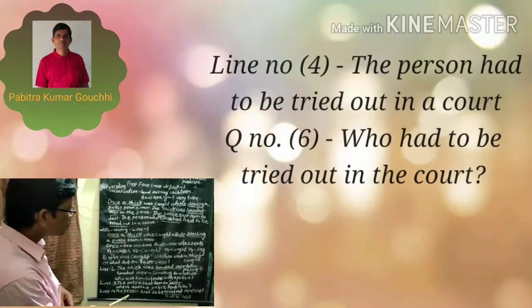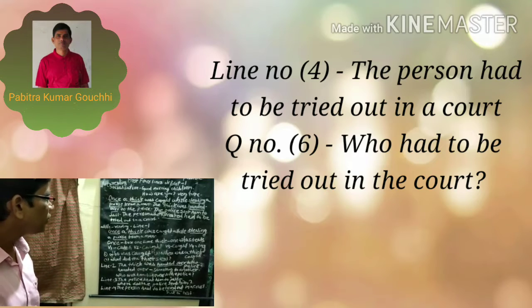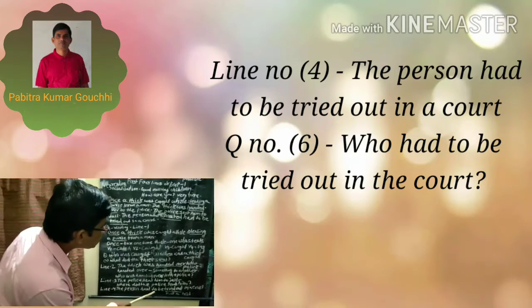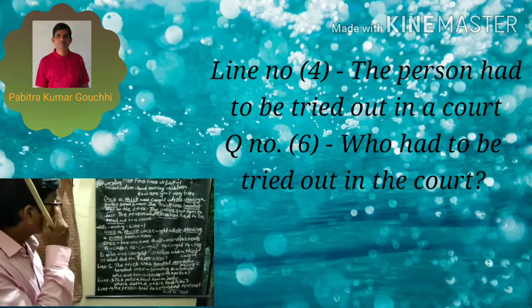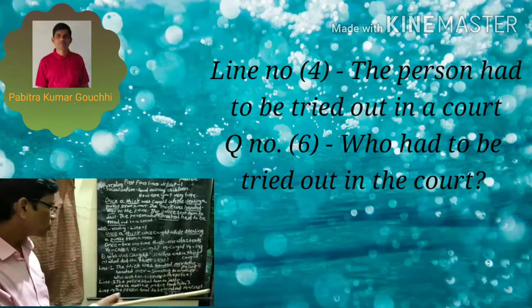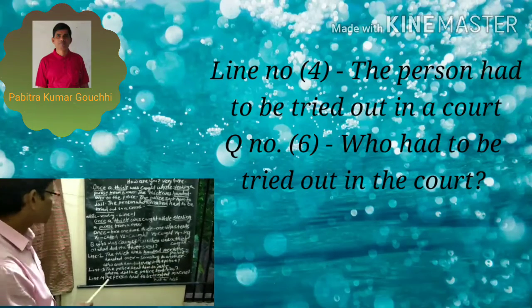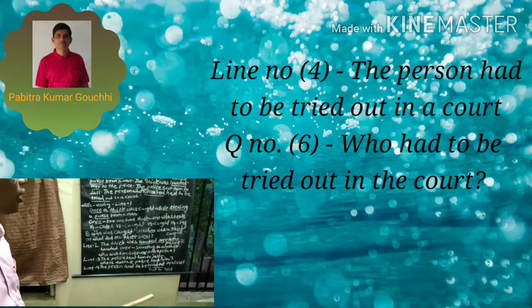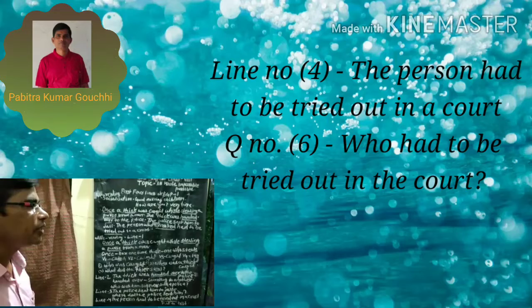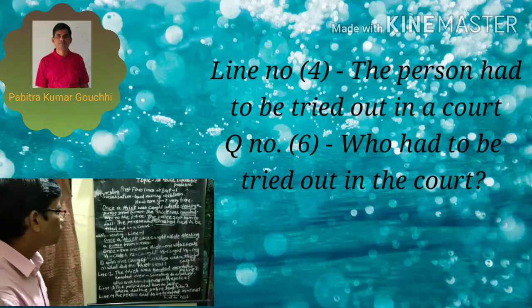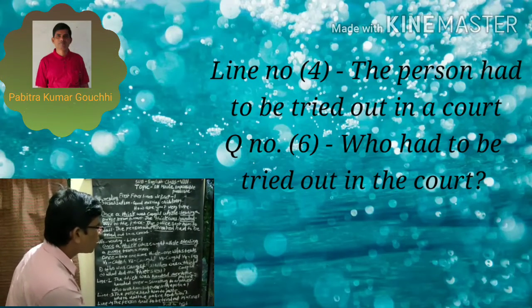Fourth line: the person had to be tried out in a court. That means the person had to be tried out. Tried out means to put to the test. Who had to be tried out in a court? The person had to be tried out in a court. Had to be tried out means have to eat, have to write, have to catch, such as had to be tried out.